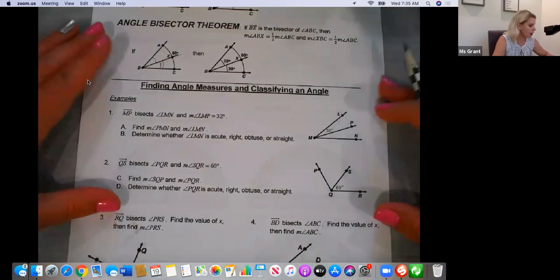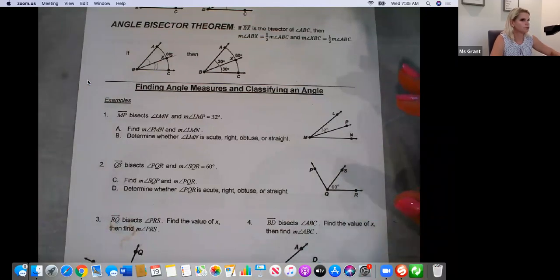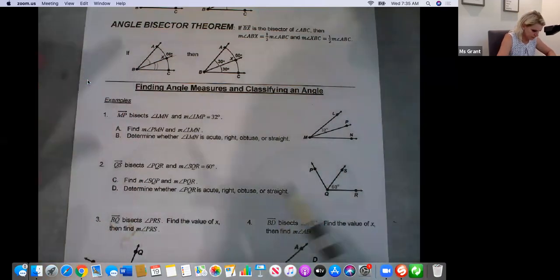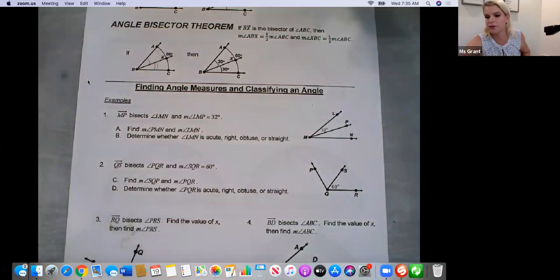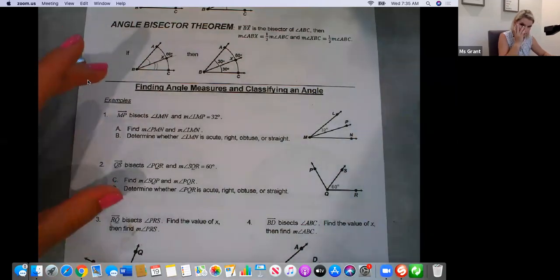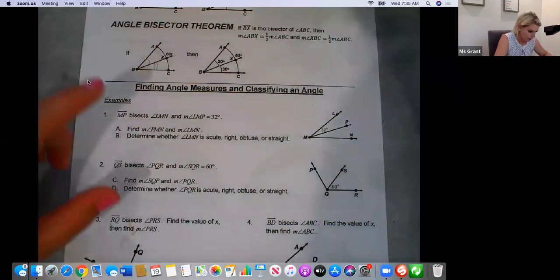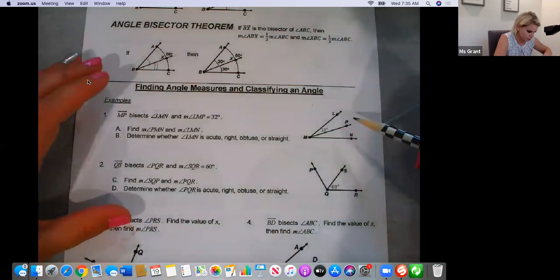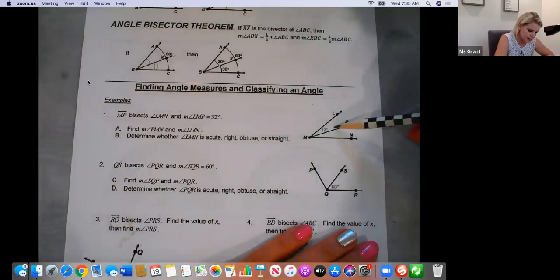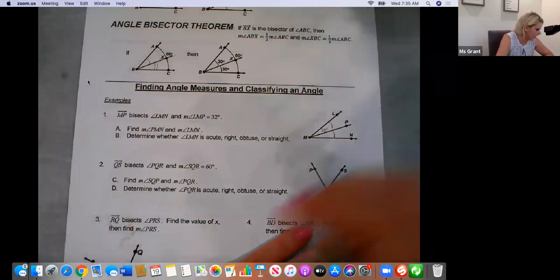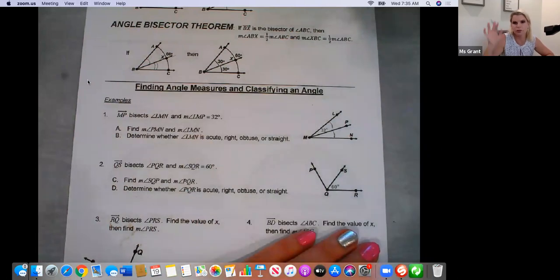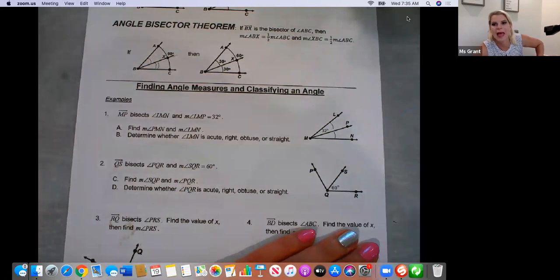So here we go. Number 1, I've got MP bisects LMN. And obviously still, I love volunteers if you guys, okay? MP bisects LMN. And then LMP is 32. So if this is 32 and this is the bisector, I know that those two are equal. So here's the deal. Find PMN. So virtually raise hand, PMN.